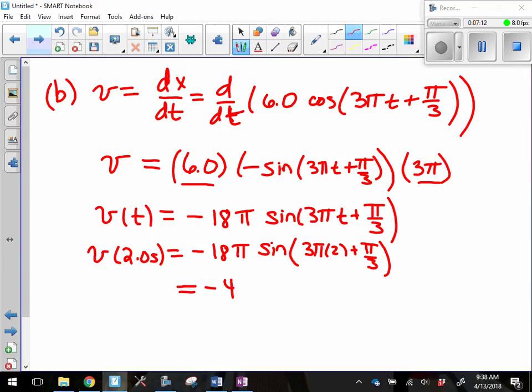Okay. And the units really are meters per second. Remember that the units for the 3 pi were really radians per second. Remember that the units for that 6 out front were really meters. Are you in radian mode? You've got to be in radian mode.